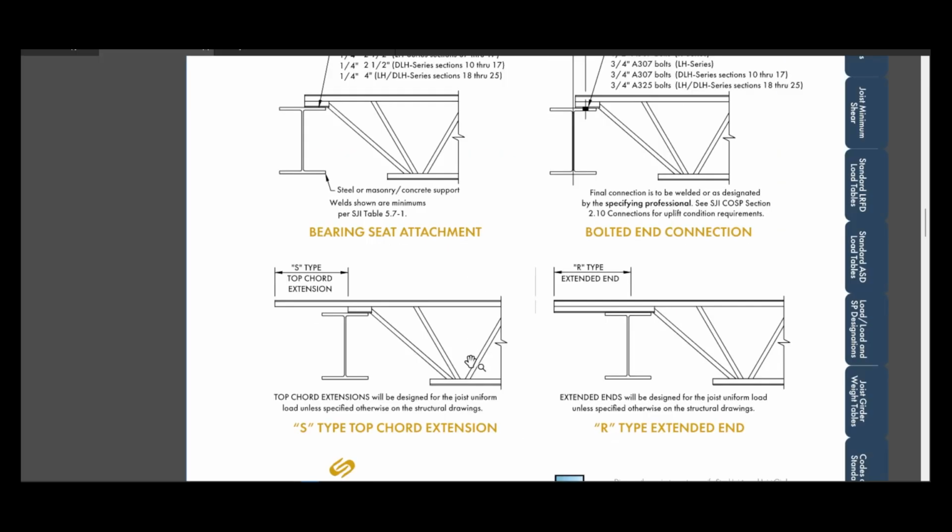The last two figures show different types of chord extension. The first figure is showing the S type top chord extension and the other one is the R type extended end. If you see here, R type means the complete seat depth is extending from the beam center line, and in the first image only the top chord is extending from the beam center line.